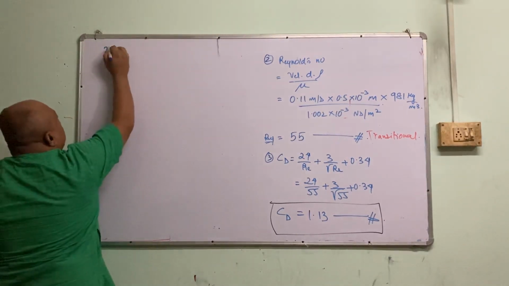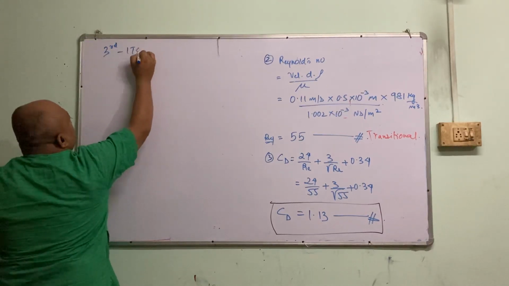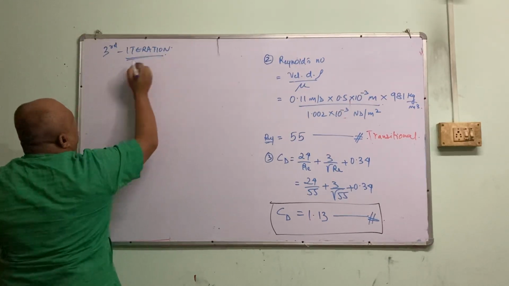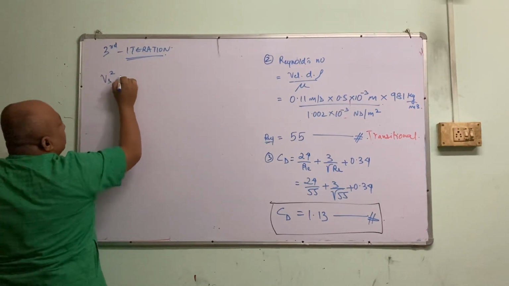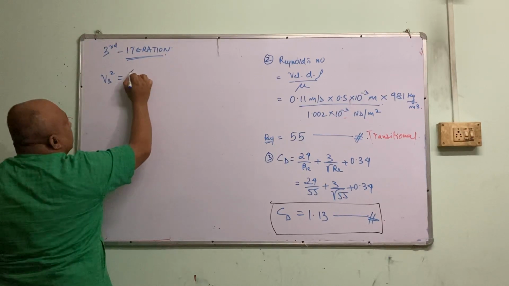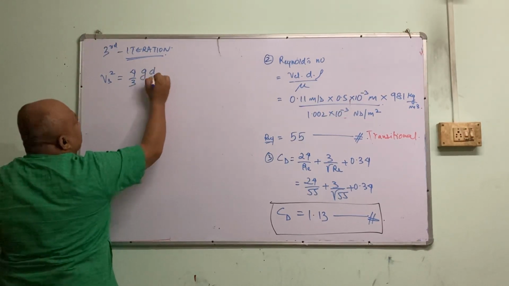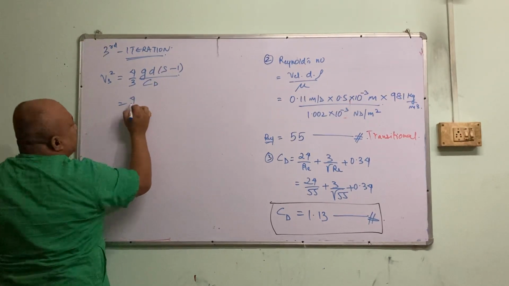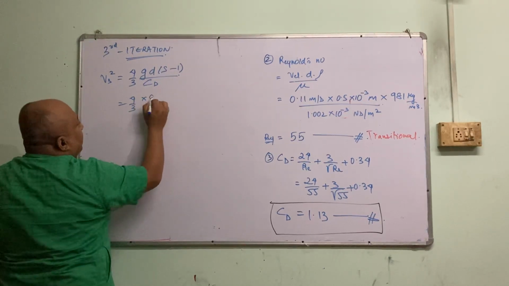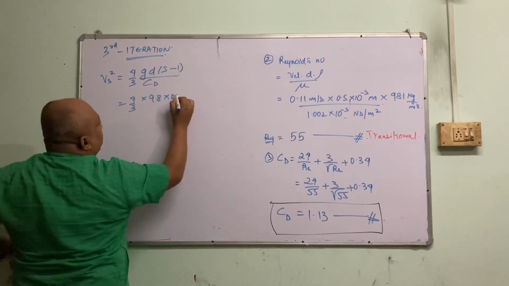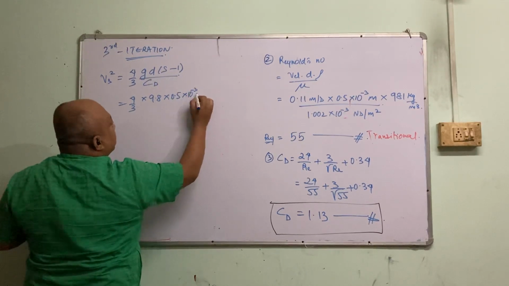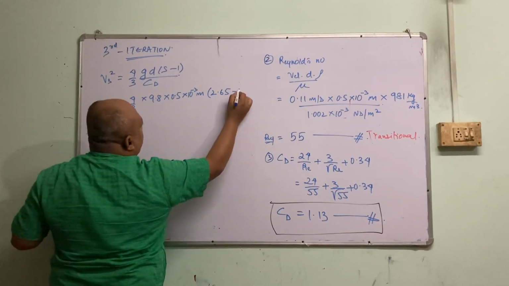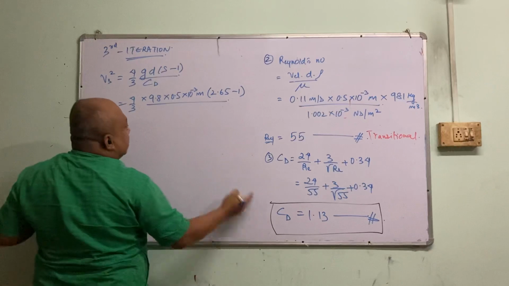Now, third iteration. Third iteration means hit and trial. Okay, third cycle. First, you find settling velocity, again by using terminal velocity, that is 4 by 3 g d (S minus 1) by CD. So 4 by 3 into 9.81, d is 0.5 into 10 to the power minus 3 meter, into S minus 1. Now you can put 2.65 minus 1, divided by CD. CD means 1.13.